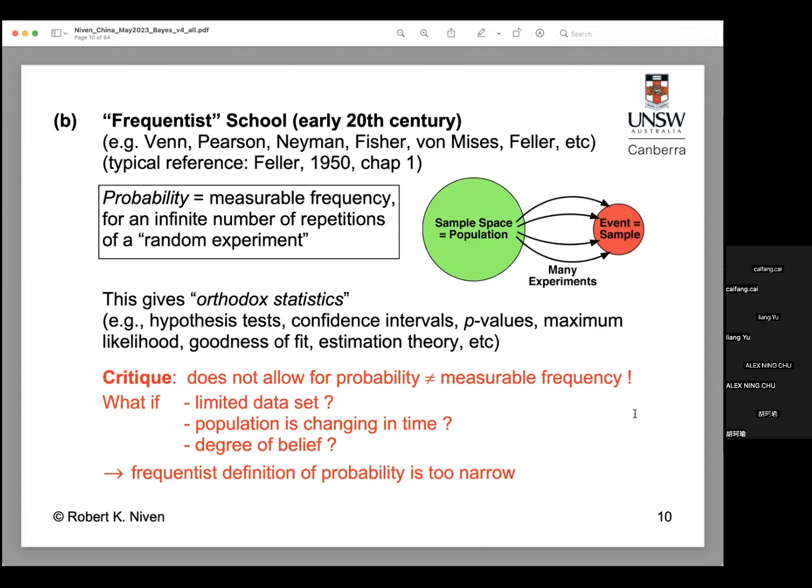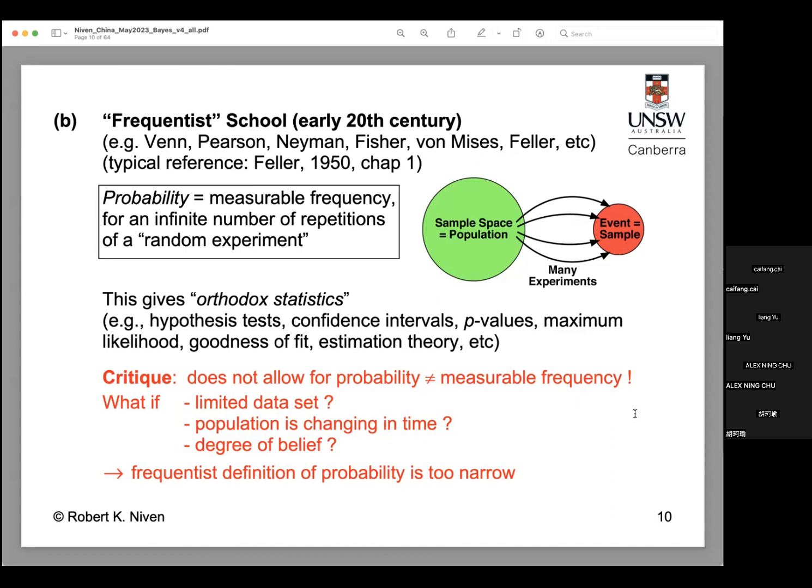I'm putting these a little bit out of historical sequence. In the early 20th century, there is a group of researchers listed here, and many others, and they defined probability as a measurable frequency for an infinite number of repetitions of a random experiment. I'm going to refer to these as the frequentist school of probabilities, that probabilities have to be measurable, they're a measurable frequency. And it's this thinking, this philosophy, which gives this field of orthodox statistics with a whole lot of different components.